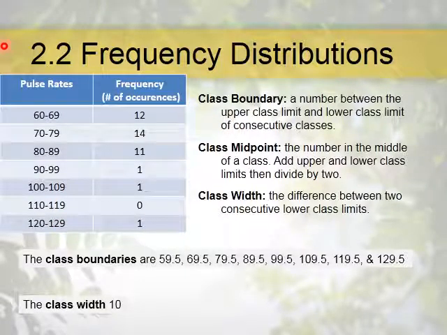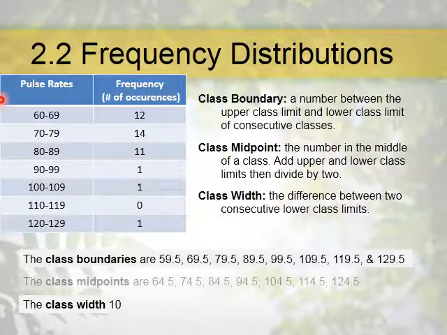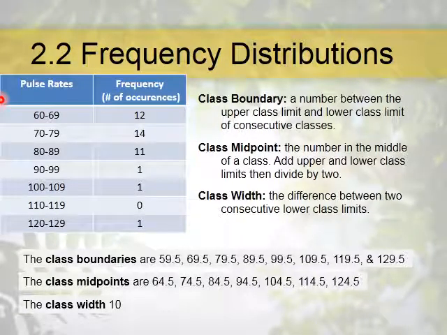The class width, of course, is 10. What about the class midpoints? Well, straightforward, we said that the class midpoint for the first class was 64.5. The class midpoint for the second class in this case will be 74. On and on and on for each of these classes.